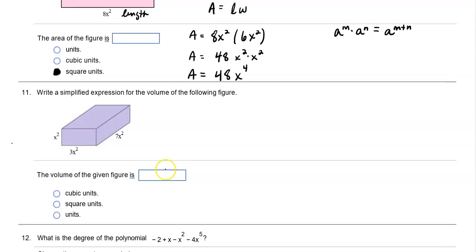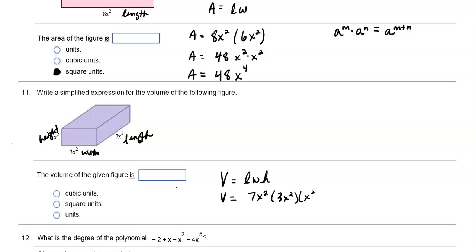Write a simplified expression for the volume of the following figure. The volume is equal to the length times the width times the height. So we have the length, which is 7x squared. The width is 3x squared, and the height is x squared. So we are multiplying 7x squared times 3x squared times x squared.